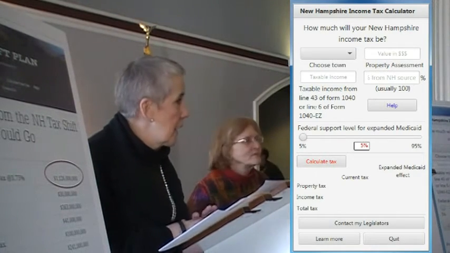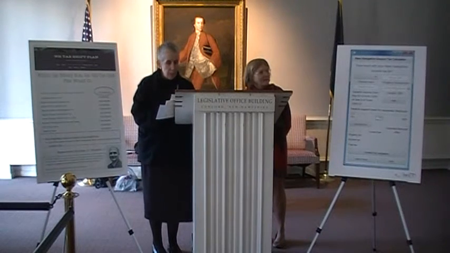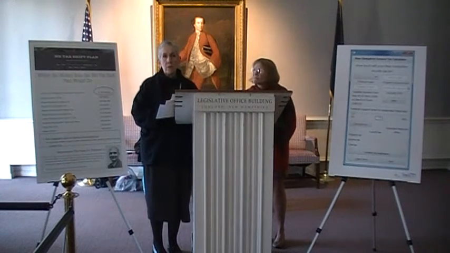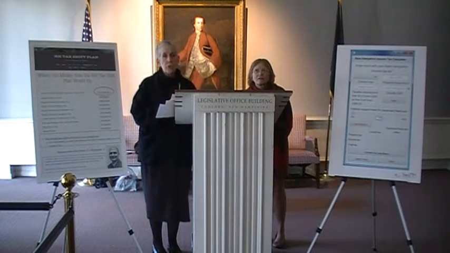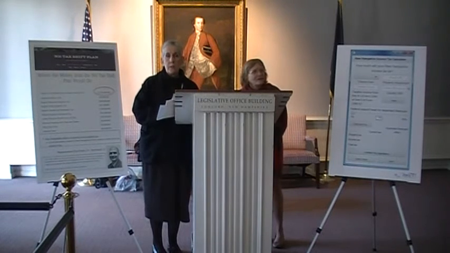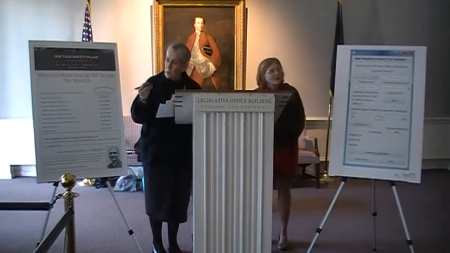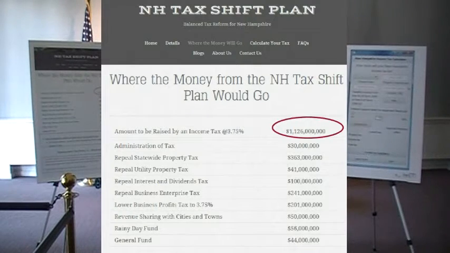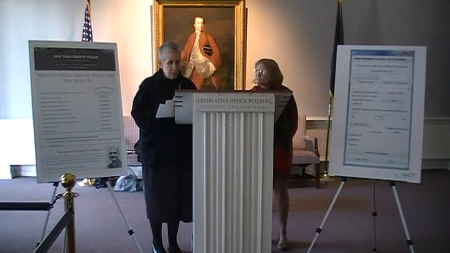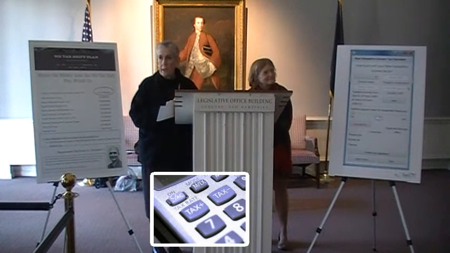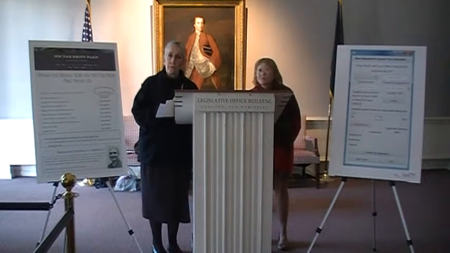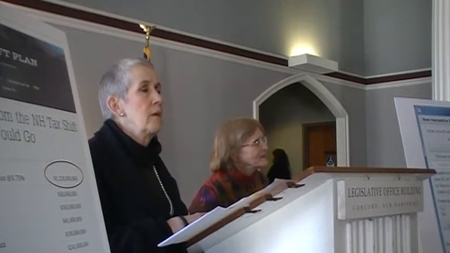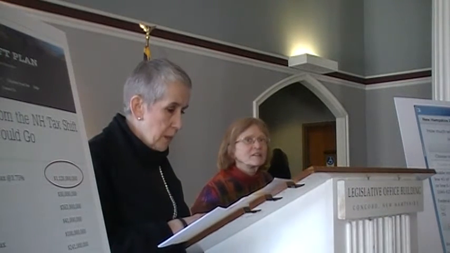The assumptions used in the calculator, and we've got a graphic of its face here, were taken from the New Hampshire Tax Shift Plan, which is the creature of Democrat Representative Paul Henley of Concord here on the left. We've taken this from his website. He announced this in November of 2015. Our calculator uses his assumptions, and we also use the $458 million in annual funding that is to come into the state for expanded Medicaid.